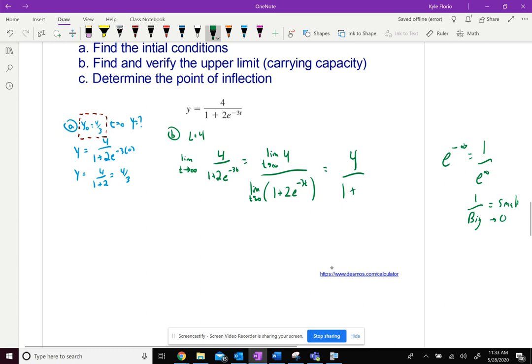And 0 times 2 is 0. 1 plus 0 is 1. 4 divided by 1 is 4. And it checks out that as we go to infinite time, as time goes deep, deep into the future, the carrying capacity does approach 4.